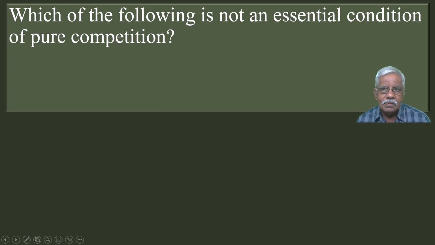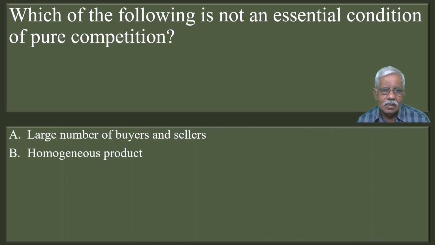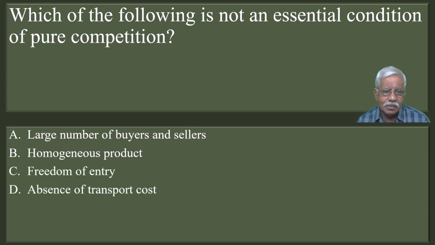Which of the following is not an essential condition of pure competition? Large number of buyers and sellers, homogeneous product, freedom of entry, absence of transport cost. The question is straightforward. The answer is option D, absence of transport cost. This is absent in the properties of pure competition.